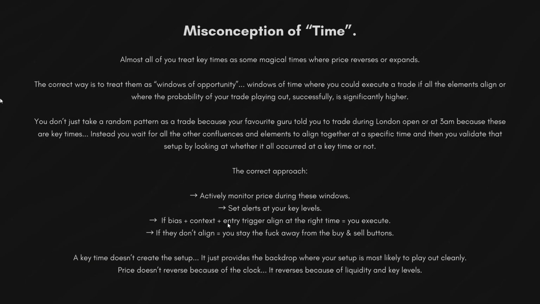You don't just take that trade because you have a context and an entry model and it has all aligned at a key time, and now you think it's going to play out regardless of the bias not being present there. That's not how it works. If any one of them is missing, that means they are not aligning, and in that case you stay away from the buy and sell buttons, you stay away from the charts, and you don't execute.